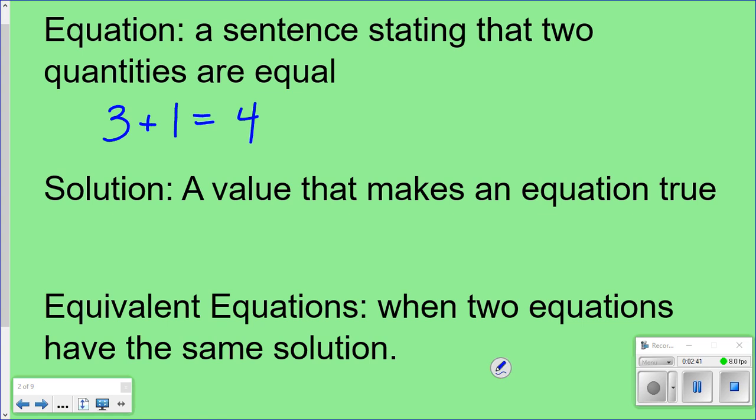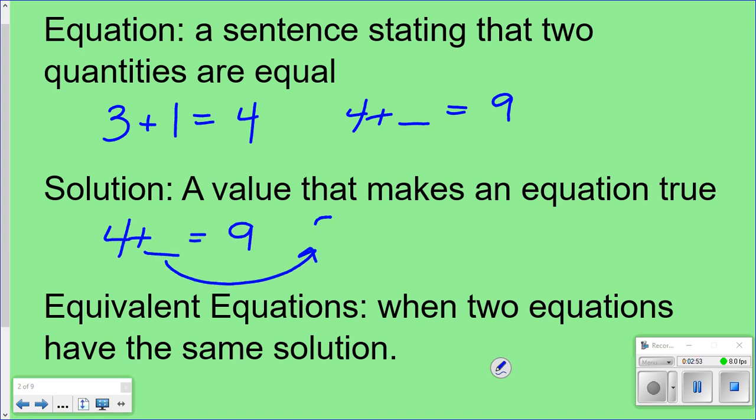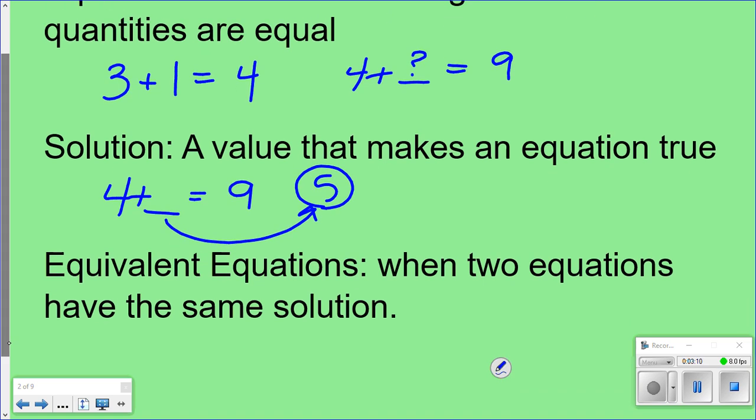Okay, so what about this? Let's say I say 4 plus blank equals 9. What can that blank be? 5. Okay, so that's what I mean by a solution. 4 plus blank equals 9, you knew this was going to be 5. 5 is that solution. Let's say I just put a question mark in there. That's also considered an equation. I'm trying to find something that's going to make both sides equal. So the solution is something that makes it true. And that's what we're going to be doing today. We're going to be finding those solutions. We're going to be missing something, and we're going to be finding that solution.